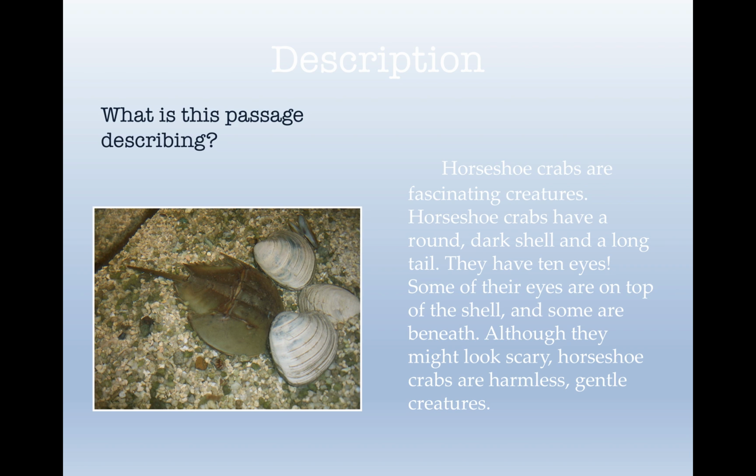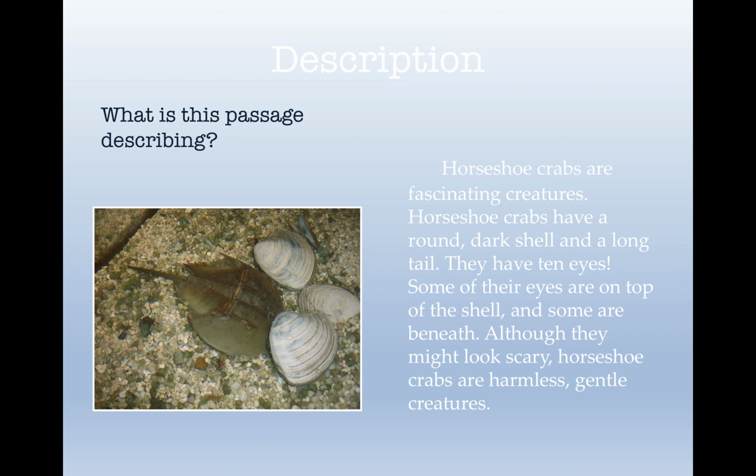That's right. This text is only describing horseshoe crabs. How do we know? Well, one, the word or the phrase horseshoe crabs is consistently reiterated in this text. And two, it's actually giving us details about how horseshoe crabs look. They're round, dark, and long. They have eyes. And they look scary. So it's describing exactly how it looks. The features of a horseshoe crab.